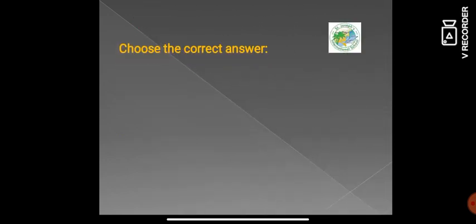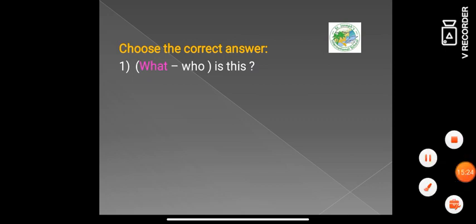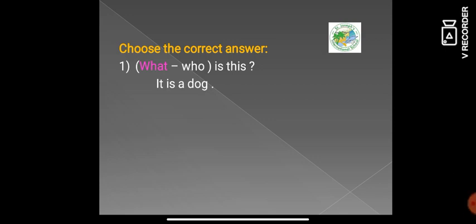Let's take some exercise. Choose the correct answer. In number 1, who, what or who is this? It's a dog. Okay, focus and give me your attention. It's a dog. Is a dog a person? No. Is it something? Yes. Why? Because it's an animal. It doesn't have a mind. So, and we have said that which word we use to ask about something? Who or what? What? So we choose what is this? It's a dog. We use what to ask about something or animals.